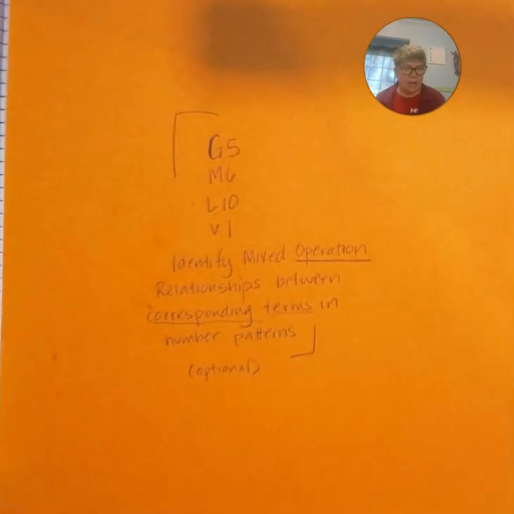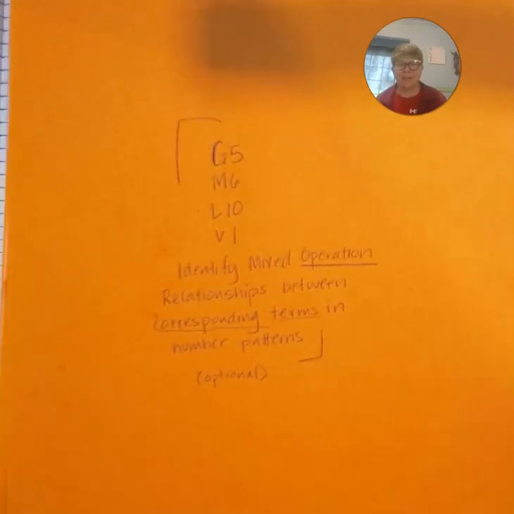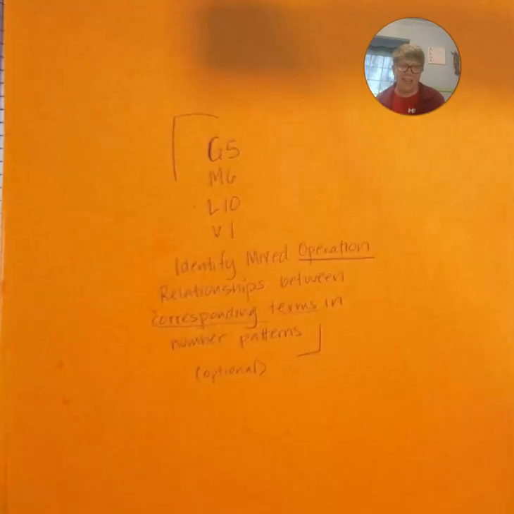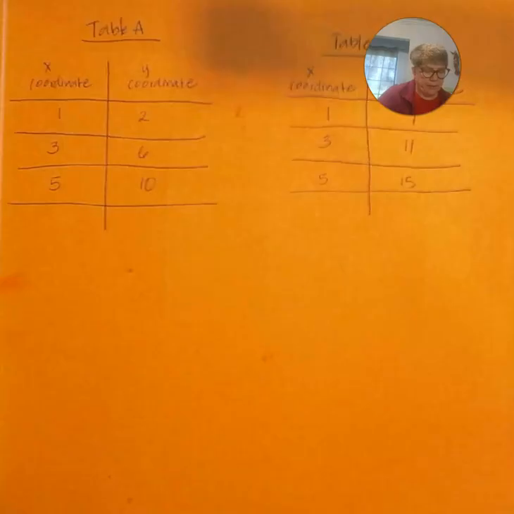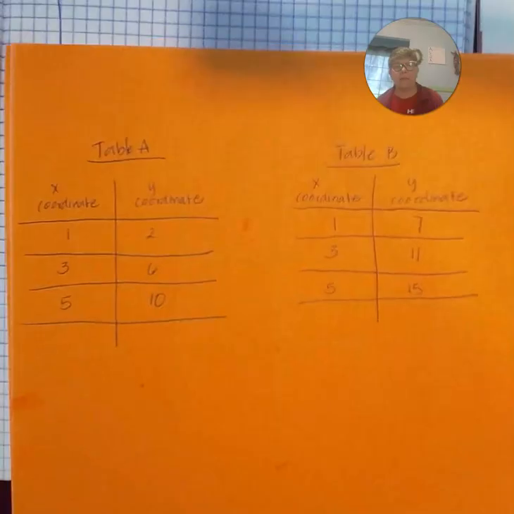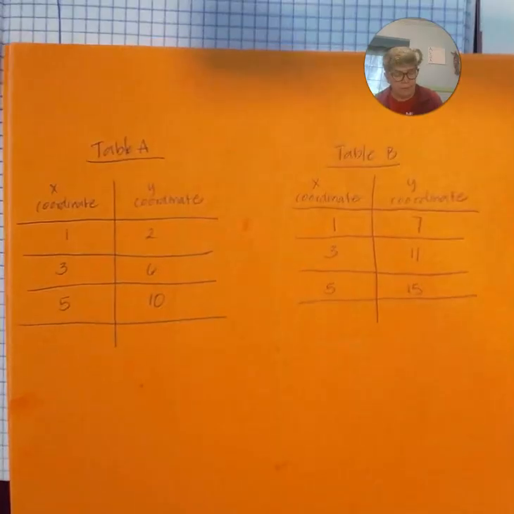And this lesson is optional, so check with your teacher about whether you need to do it or not. I think it's pretty interesting, so you probably will enjoy it. And we're going to start by looking at Table A and Table B. Okay? And as we have for the last few lessons, we have x and y coordinates in our tables.